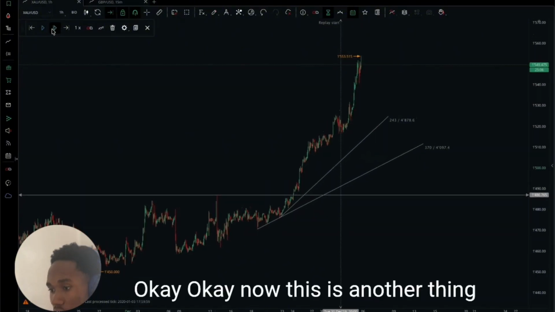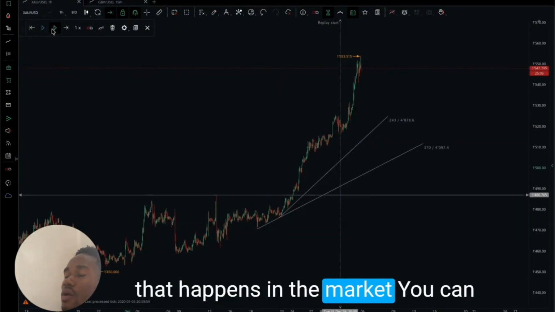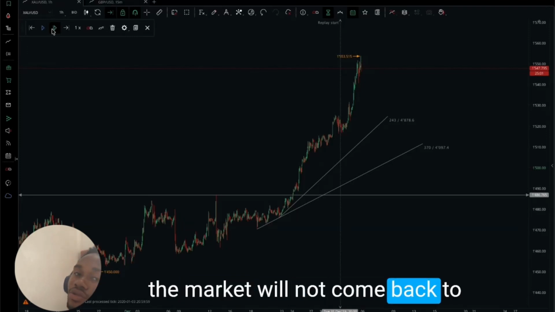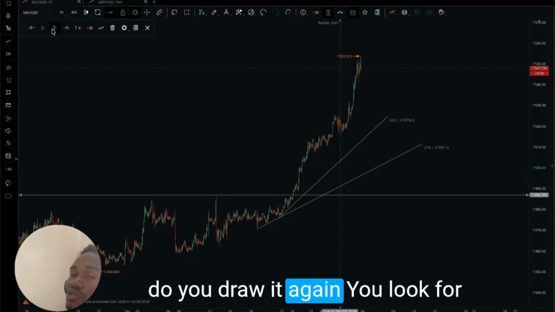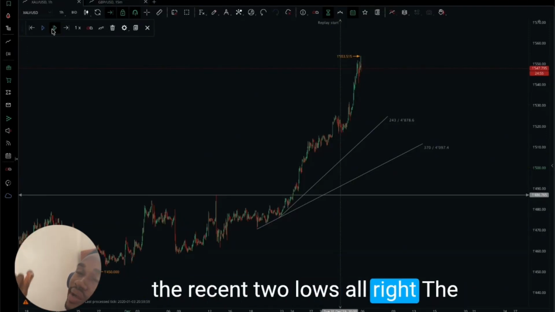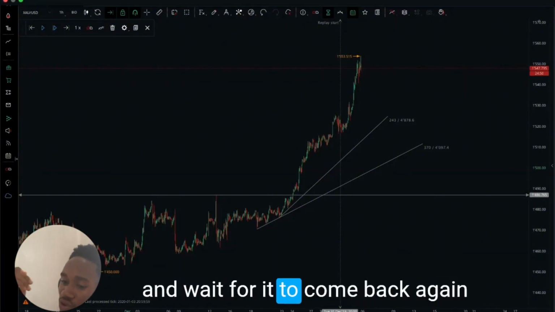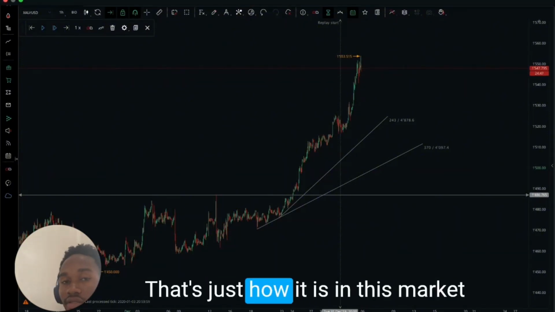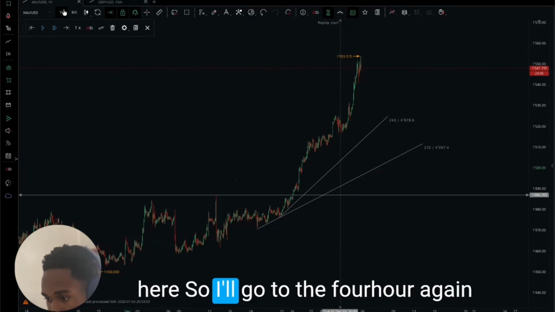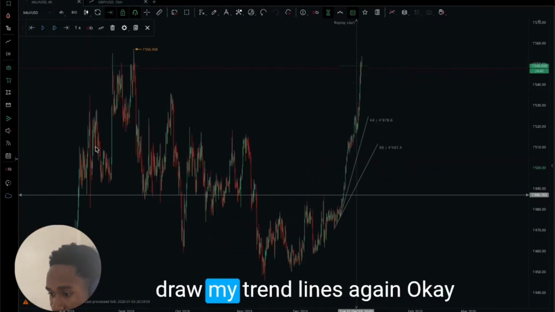Okay, now this is another thing that happens to the market. You can draw the trend line, and most of the time the market will not come back to the trend line. So what you have to do, you draw it again. Look for the recent two lows, and wait for it to come back again. That's just how it is in this market. So I'll go to the 4 hour again, draw my trend lines again.